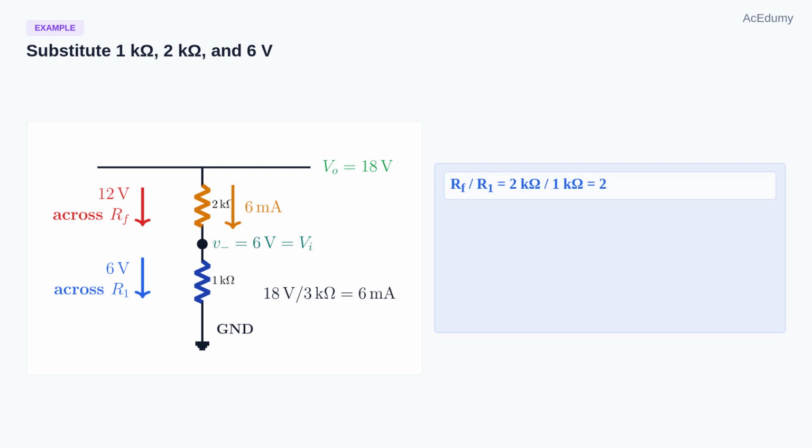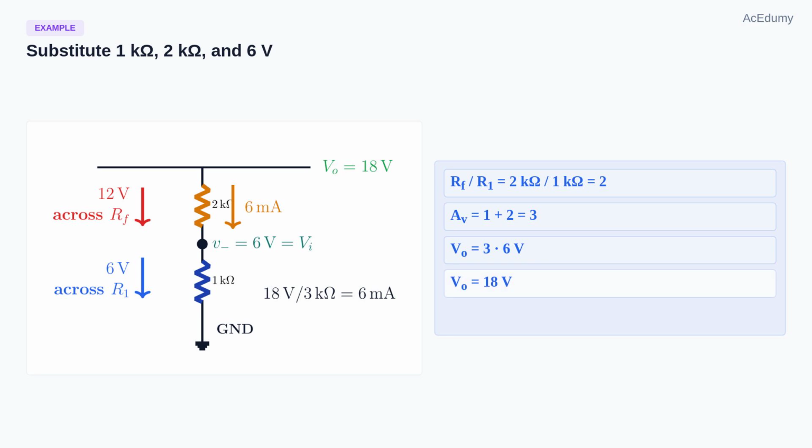Now plug in the example numbers. RF over R1 is 2 kilo ohms divided by 1 kilo ohm. The kilo ohm units cancel, so the ratio is 2. The gain is 1 plus 2, which is 3. If V input is 6 volts, V output is 3 times 6 volts. 3 times 6 is 18, so V output is 18 volts.